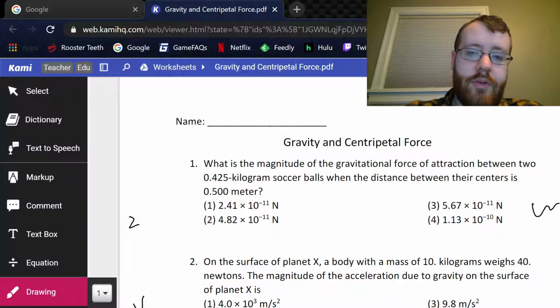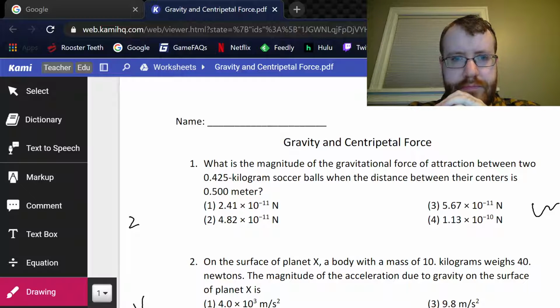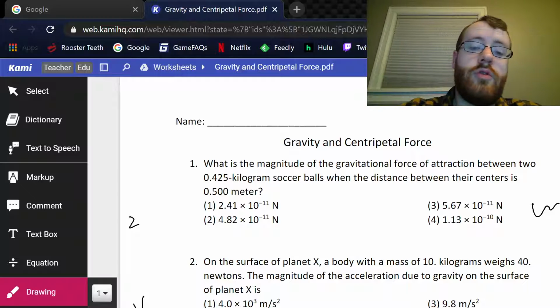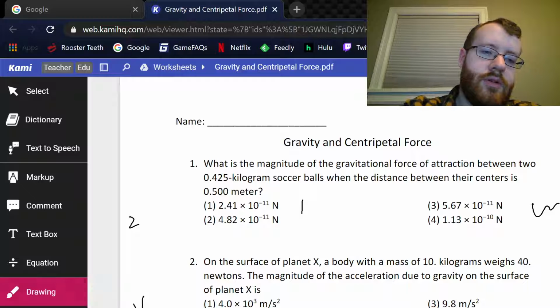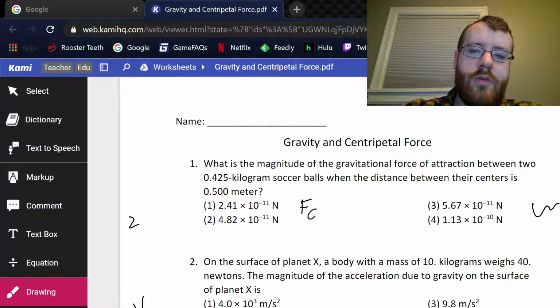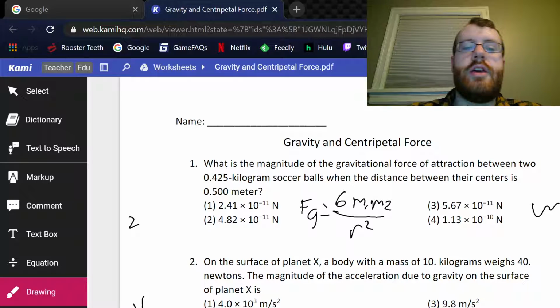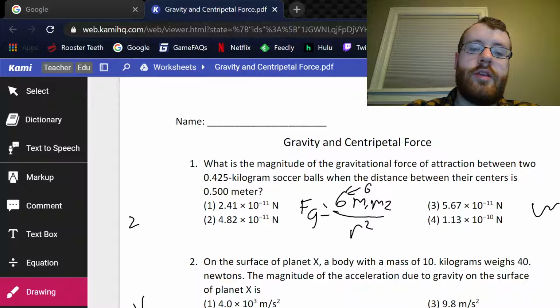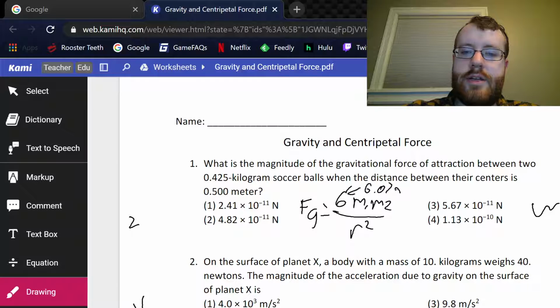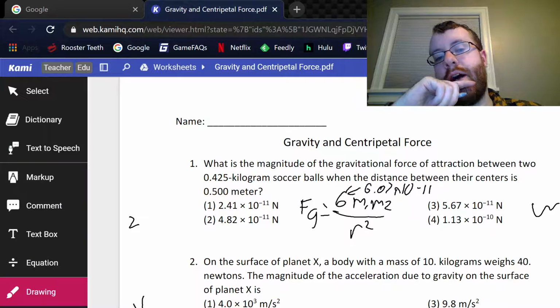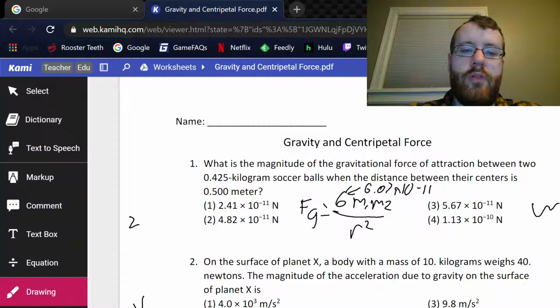So, start off with our first one. We have the gravitational force between two objects. So we're going to be using our new formula that we've been talking about. Our force of gravity is equal to G m1 m2 divided by r squared. Now G is found on the reference table. It's 6.67 times 10 to the minus 11. The two masses are both 0.425 and the radius is 0.5.